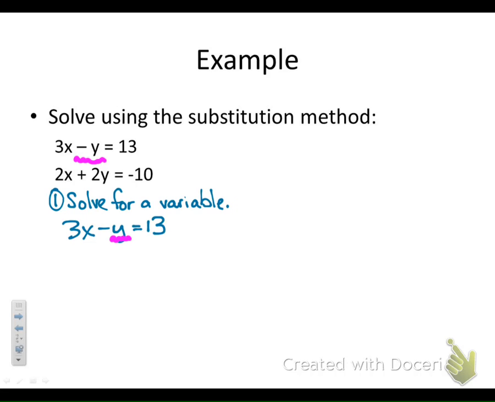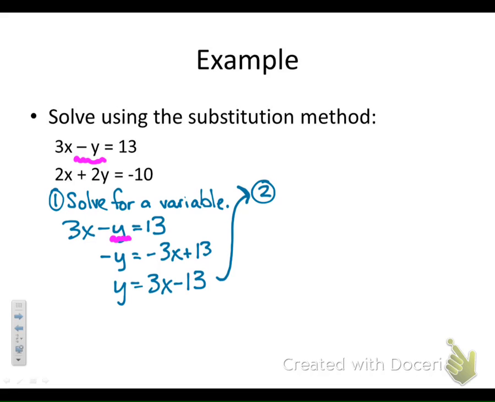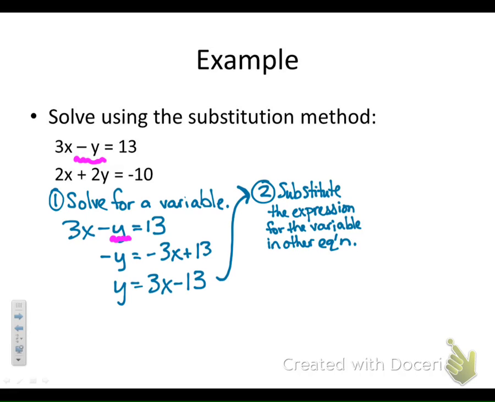So let's go through the process from chapter 1 of trying to isolate a variable, where we get 3x to the other side by subtraction. So step 2 is substitute this expression, 3x minus 13, substitute this expression for y using the other equation. Substitute the expression for the variable in the other equation.